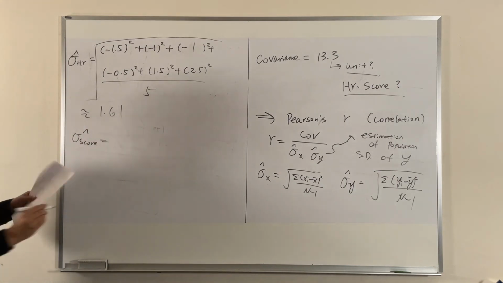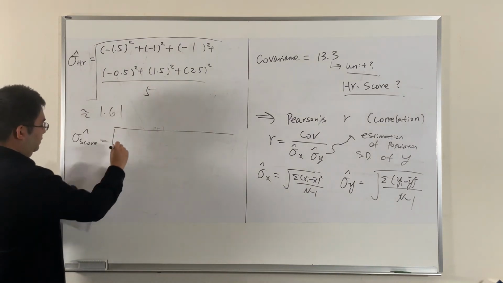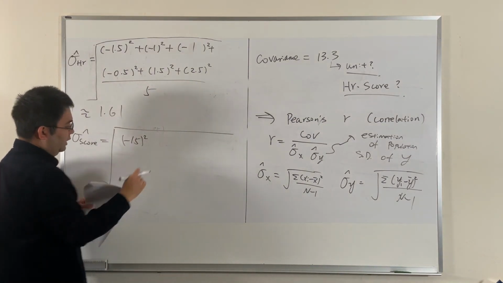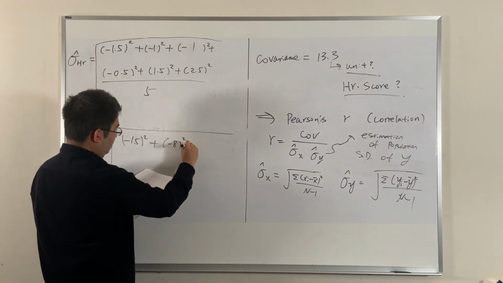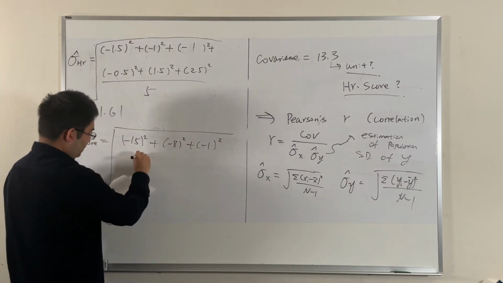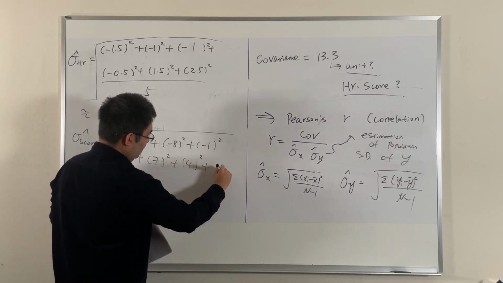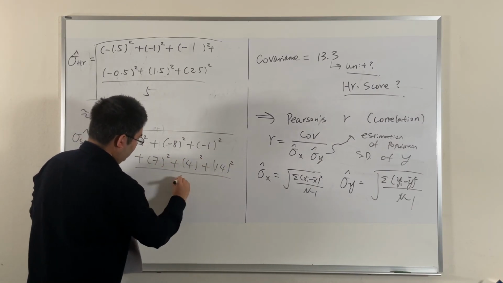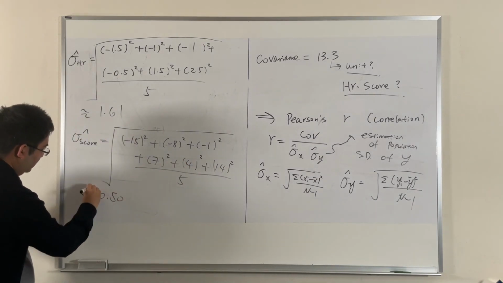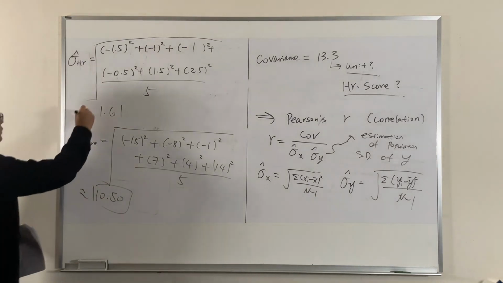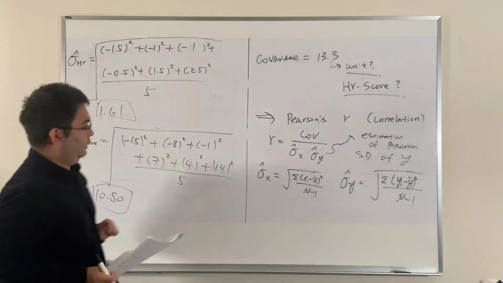I do the same for the score. I'm going to do the square root first. Again, this is the data point subtract the mean: minus 8 squared plus 1 squared plus 7 squared plus 4 squared plus 14 squared. Divide this by 5, and this is approximately 10.50. So we got these two values, and we're ready to apply this formula.